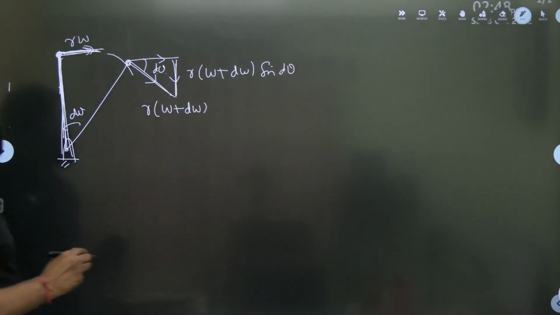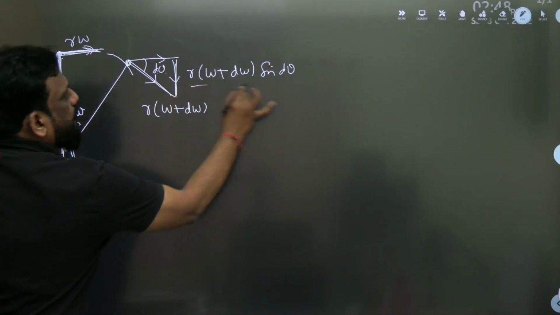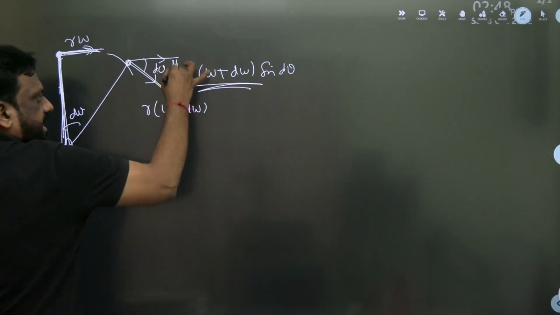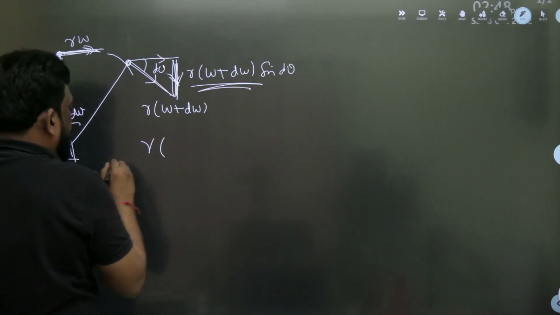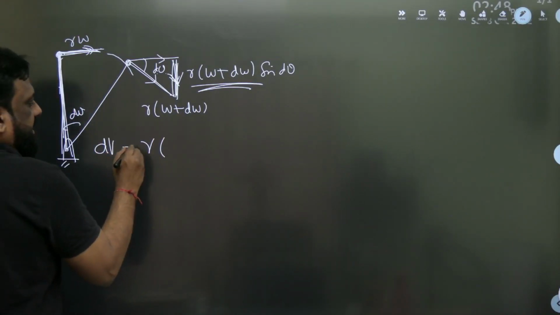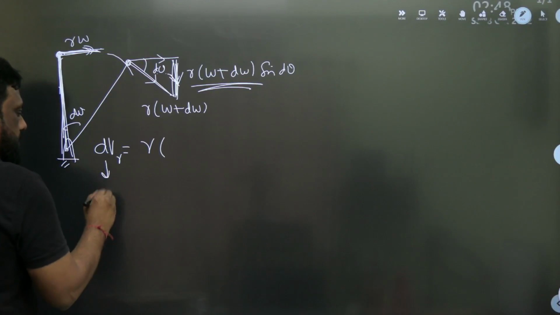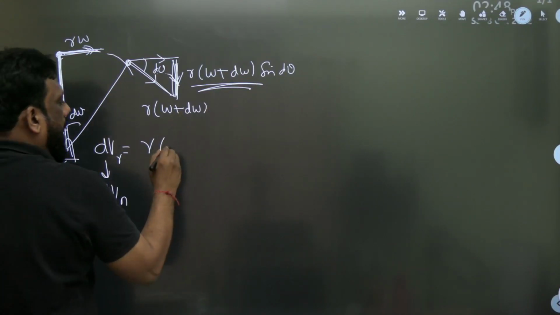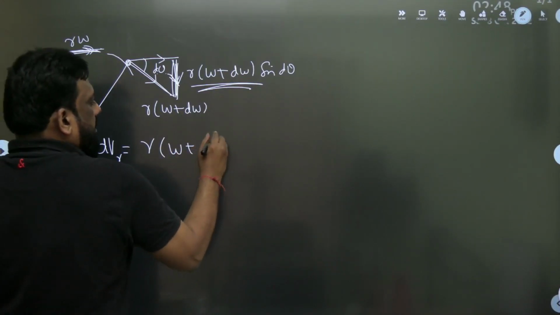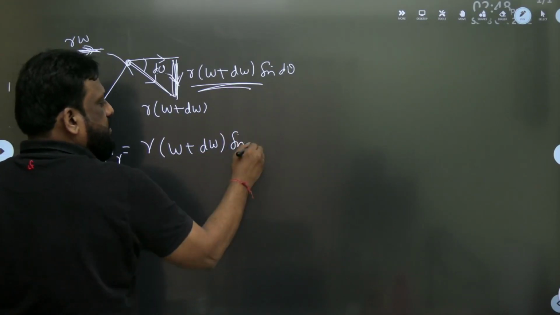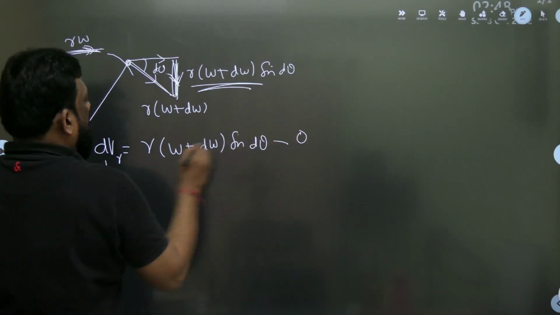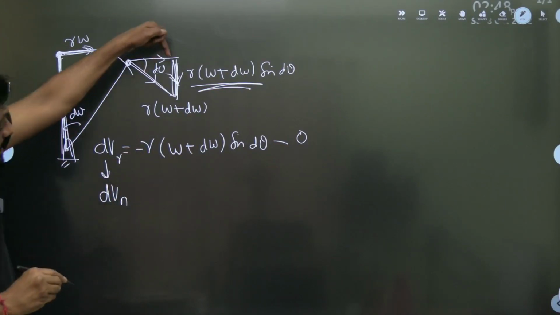What will be the change? Final minus initial. So this is the final velocity in the normal or radial direction, and initially there is no velocity in the radial direction. So the change in velocity in the radial direction, also known as the normal direction, is given by r into omega plus d omega, sine d theta. Okay, change is final minus initial. This is final and initially 0, but I put minus. Why minus? Because it is in the downward direction.